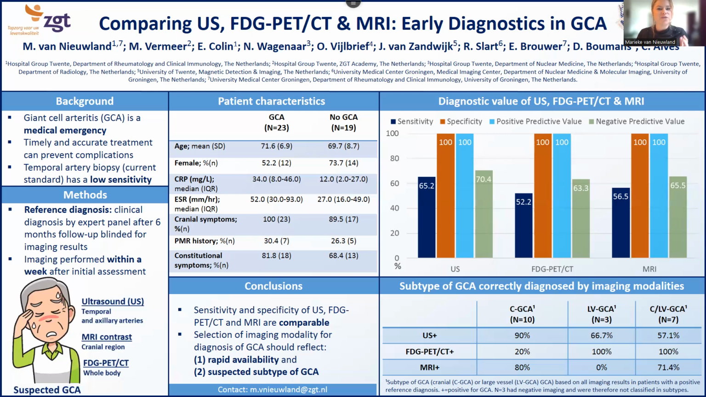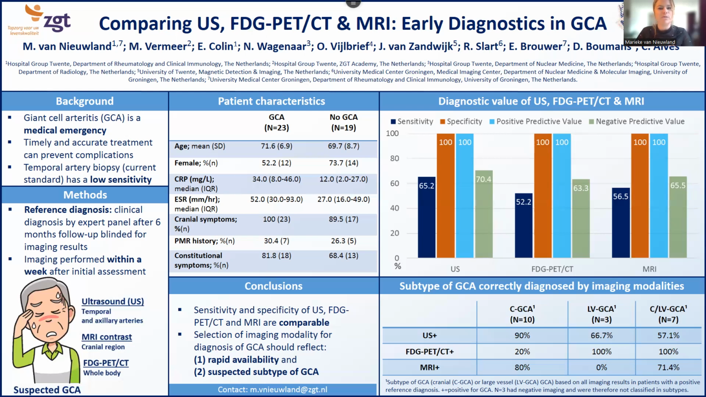And giant cell arthritis traditionally affects the temporal artery. However, over the years, the involvement of other arteries has been acknowledged. And in the table, we describe the correct diagnosis by the imaging modalities, looking at these different subtypes of giant cell arthritis.